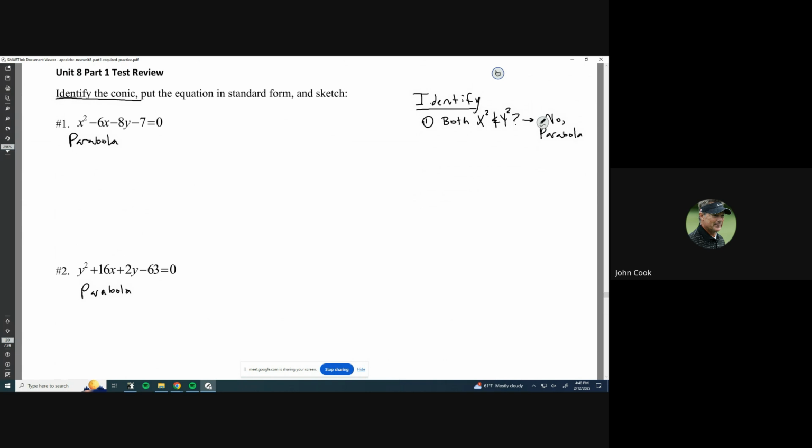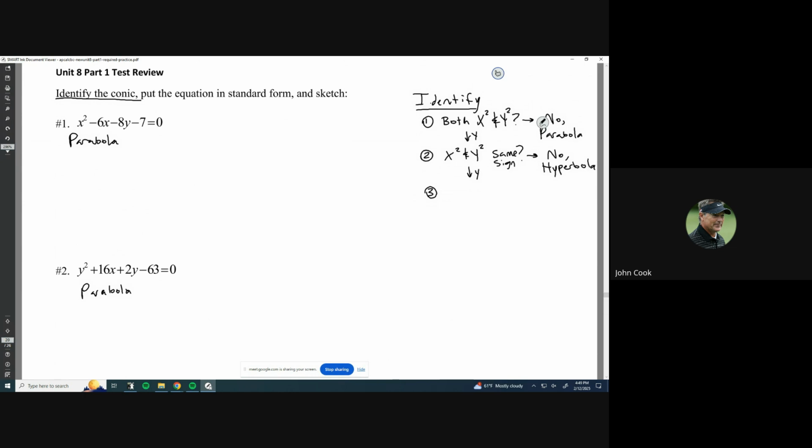The next question that I ask after that is, so let's say that yes, I have an x squared and a y squared, then I move on to the next question, okay? So question number 2. Are both x squared and y squared the same sign? And that means, are they both positive or are they both negative, okay? If your answer is no, then that means that you have a hyperbola. But if your answer is yes, then you go to question number 3, the last question.